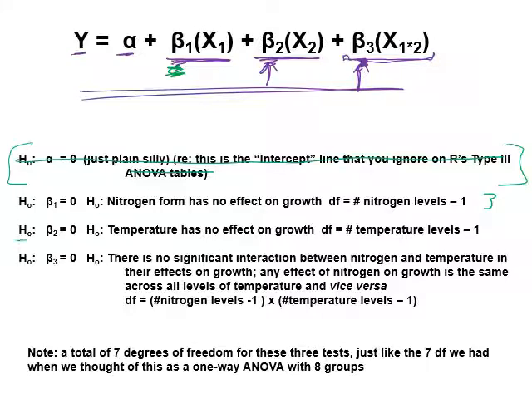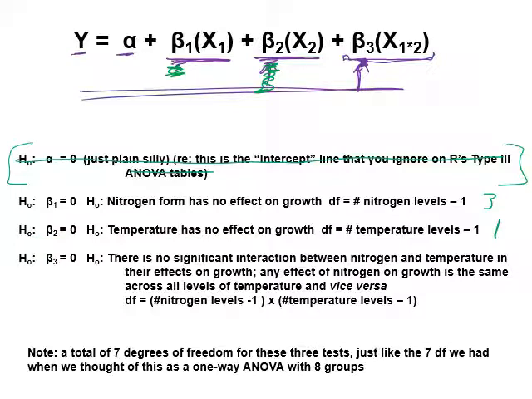The next null hypothesis is that beta 2 equals 0. So this is beta 2 up here. And this null hypothesis, if you expressed it biologically, would be that your second independent variable has no significant effect on the response variable. So biologically, the null hypothesis would be that temperature has no effect on growth, and the degrees of freedom associated with that would be the number of temperature levels that you have minus 1. And in the example from earlier in the lecture, there were 2 different temperatures, 8 and 27 degrees. So there would be 1 degree of freedom for the temperature effect here.